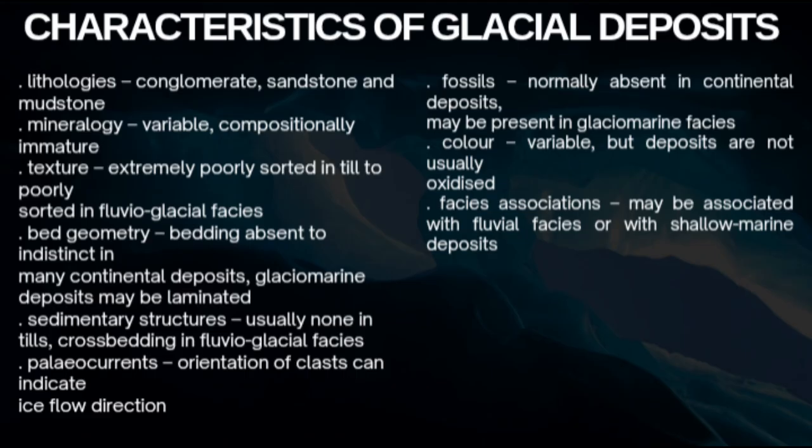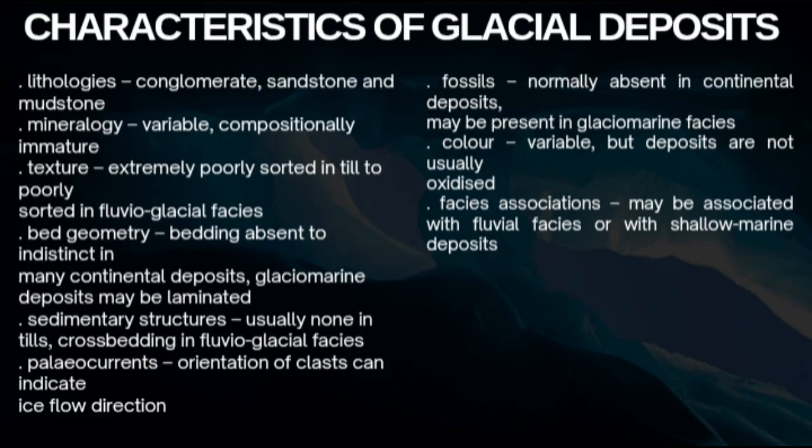In glacial marine deposits, when glaciers calve icebergs into the ocean, the debris trapped in the ice settles to the seafloor. This can happen in quiet, seasonal layers, creating fine, parallel layers called laminae. The next one is the sedimentary structures, usually none in tills and cross-bedding in fluvio-glacial phases.